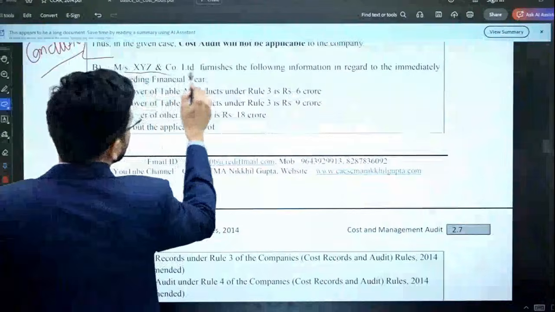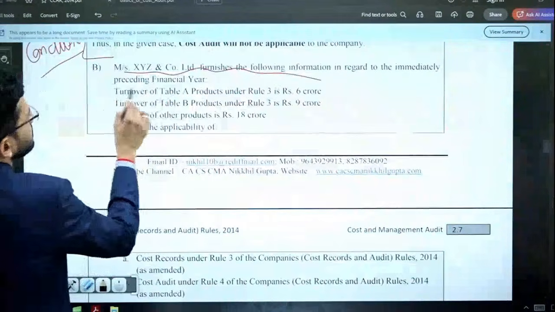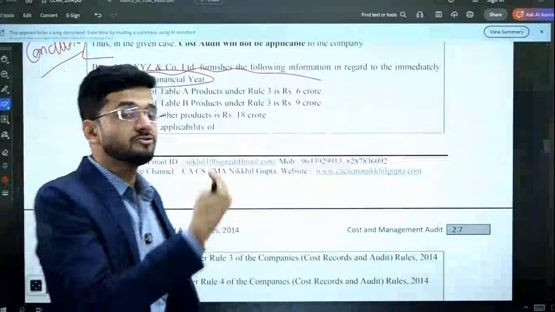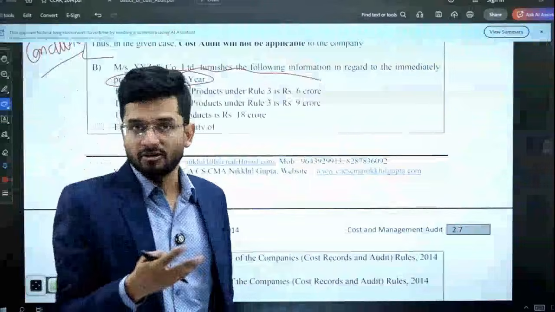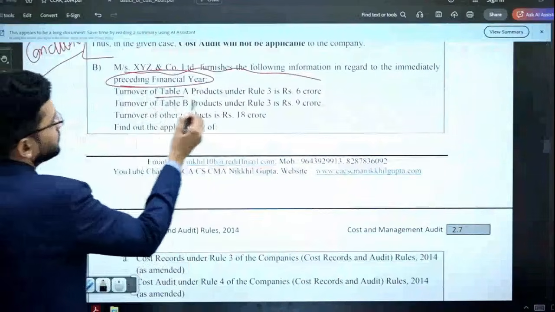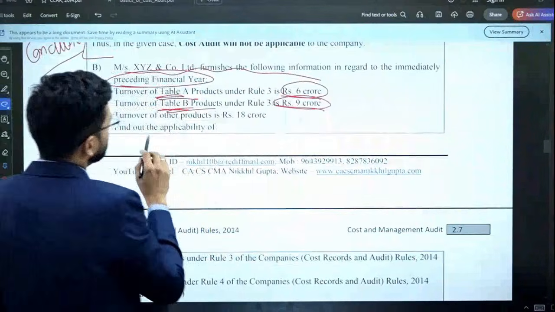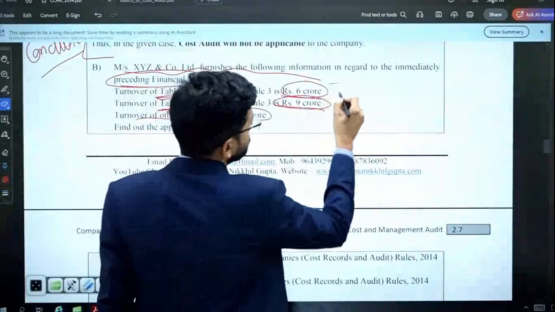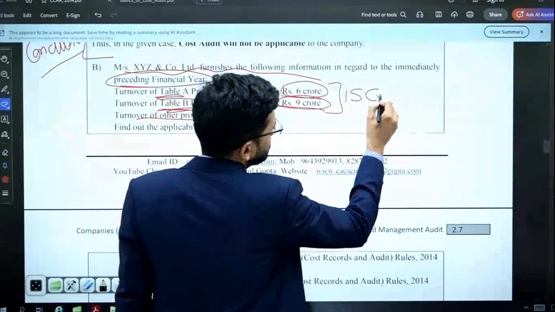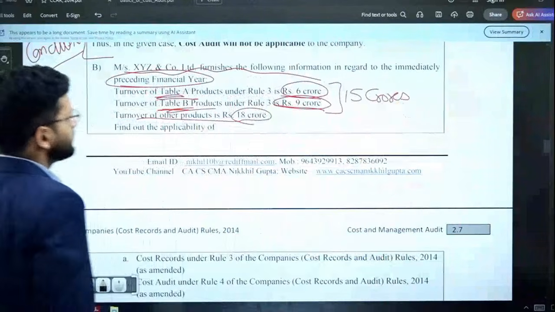Messrs. XYZ Company Limited furnishes the following information in regard to the immediately preceding financial year. Please remember these thresholds are to be seen for the immediately preceding financial year. Table A products 6 crores, Table B products 9 crores, other products 18 crores. What is the total of Table A and B? The total is 15 crores.